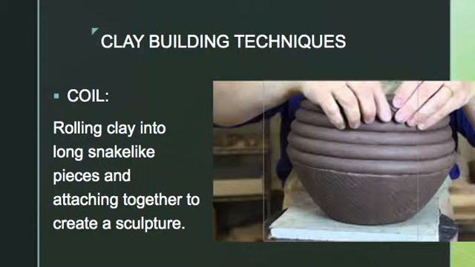The next thing is called a coil technique, and that is where you roll clay into a long snake-like piece and attach them together to create a sculpture. And you can see in the example picture that the coil is the top portion of that clay design.